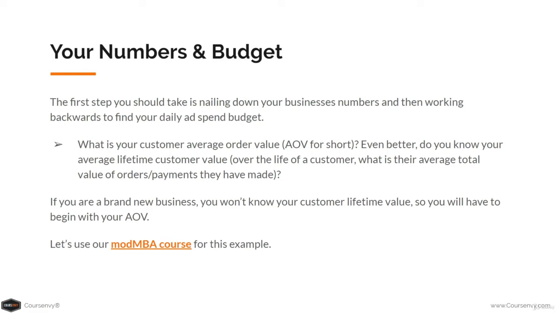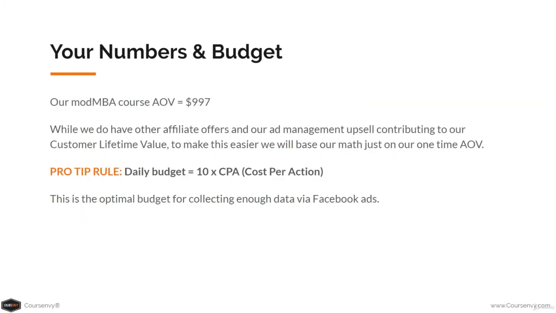If you are a brand new business, you won't know your customer lifetime value, so you will have to begin with your AOV. Let's use our Mod MBA course for this example. Our Mod MBA course AOV, average order value, is $9.97. While we do have other affiliate offers and our ad management upsell contributing to our customer lifetime value, to make this an easier calculation, we will base our math just on our one-time AOV, that one-time order.